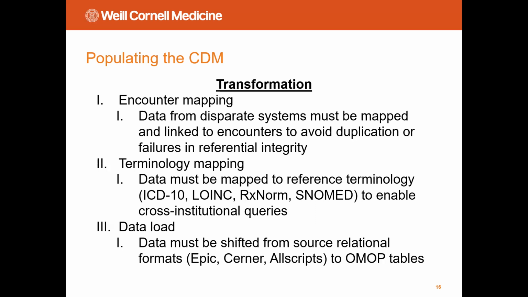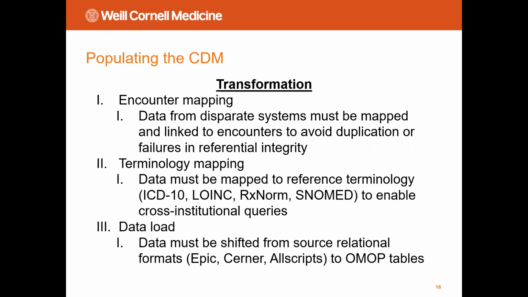Luckily, Epic does a lot of this under the hood. When a clinician is entering a diagnosis into Epic, they're picking essentially a free text item, a really granular diagnosis that's then getting mapped in Epic to an ICD-10 code. We use that ICD-10 code to figure out how to store the data in OMOP. Similarly, for the drugs, we're looking at the RxNorm codes. For the labs, we're looking at the LOINC codes.